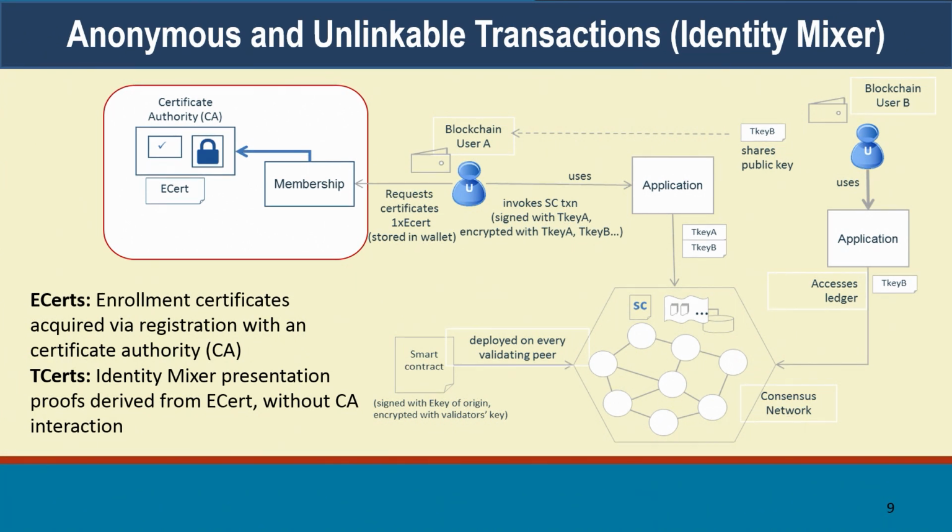So let's look at how, at least at a high level, this works, right? So there is a blockchain user. As before, they have to obtain a certificate from a certificate authority. So there is a membership service provider that interacts with the certificate authority to issue certificates. And there is an enrollment certificate as before, right?